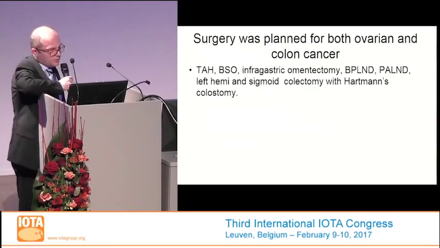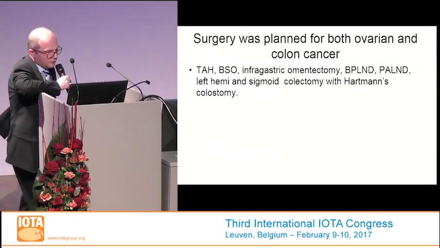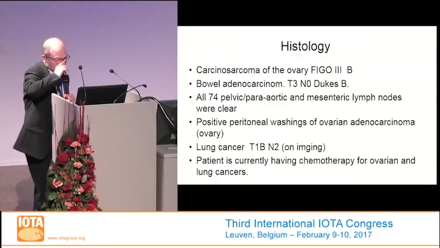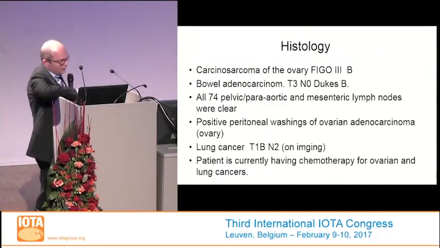So she had a TAH, BSO, infragastric omentectomy, bilateral pelvic lymphadenectomy, para-aortic lymphadenectomy, left hemi and sigmoid colectomy with Hartmann's. The ovary was a carcinosarcoma stage 3B. The bowel was an adenocarcinoma Dukes B, with no lymph nodes involved, all 74 pelvic and para-aortic mesenteric lymph nodes being negative. And she had positive peritoneal washings. And the lung cancer was T1b, N2. The patient is currently having chemotherapy for ovarian and lung cancer.